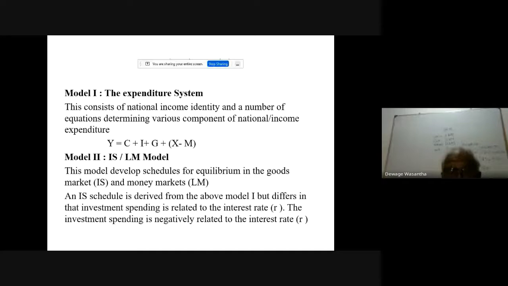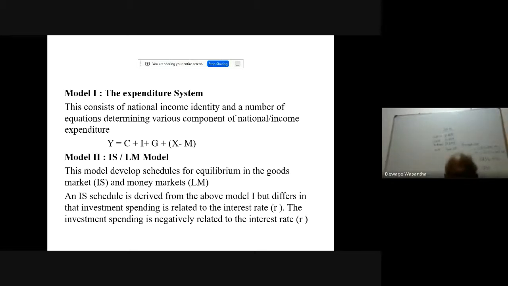Second model, as I said, the ISLM model. This model develops the schedule for equilibrium in the goods market and the money market. The second model combines the real sector with the monetary sector. Right? The first model has only the real sector: C plus I plus G plus X minus M. Remember the earlier formula?